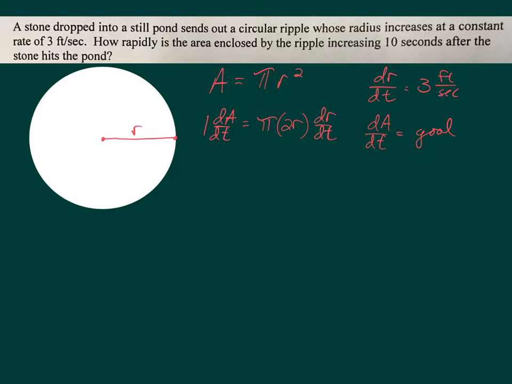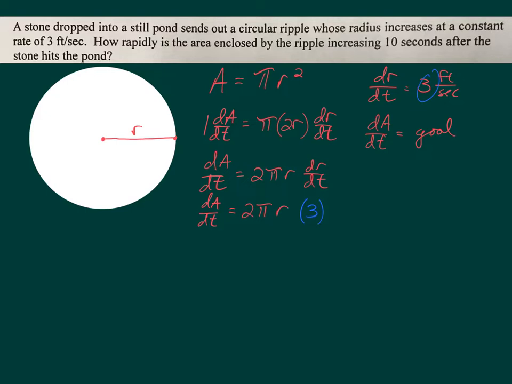So I'm just going to clean this up a little bit. The 1 times dA dt can just be written dA dt equals 2 pi r dr dt. I just like seeing that 2 first in front of the pi, so I moved it there. So now we can start filling values in. This 3 here for dr dt, I'm going to go ahead and fill that in for dr dt. And so we have dA dt equaling 2 pi r times 3.